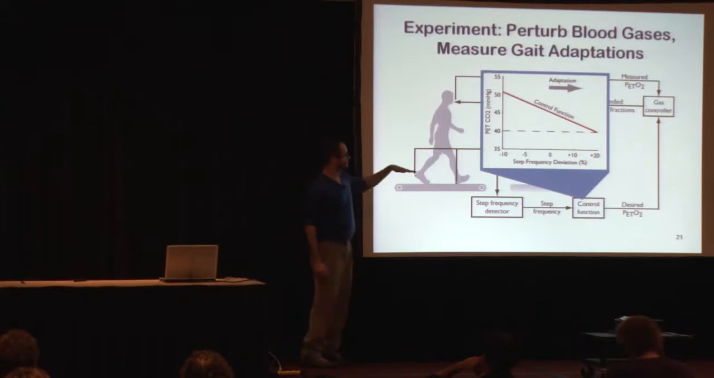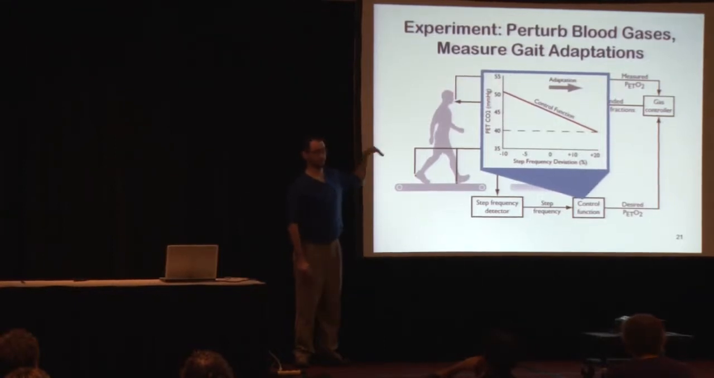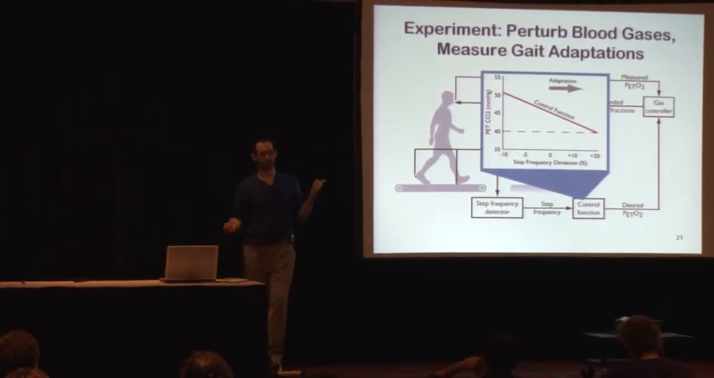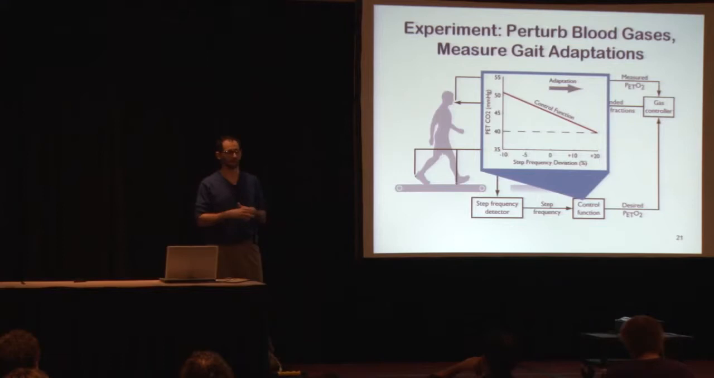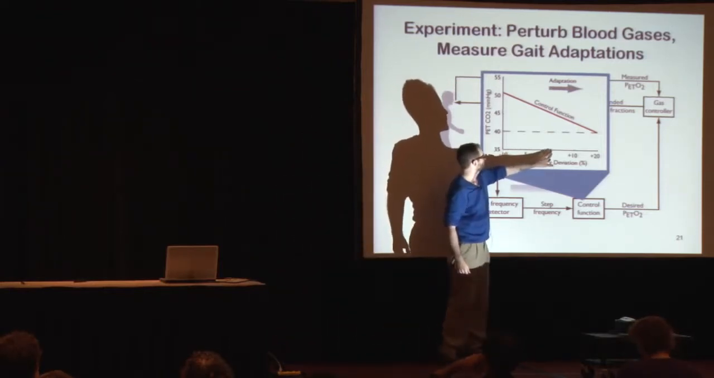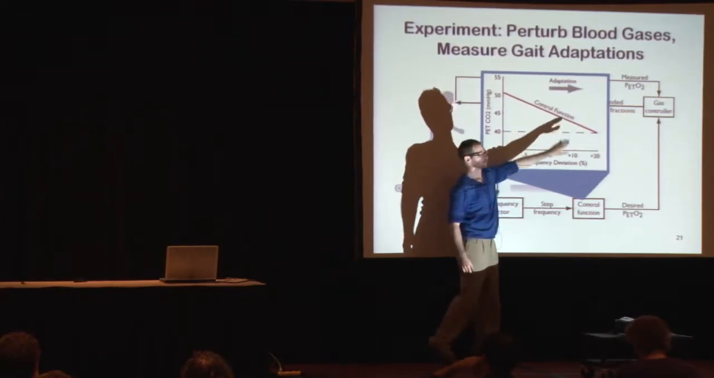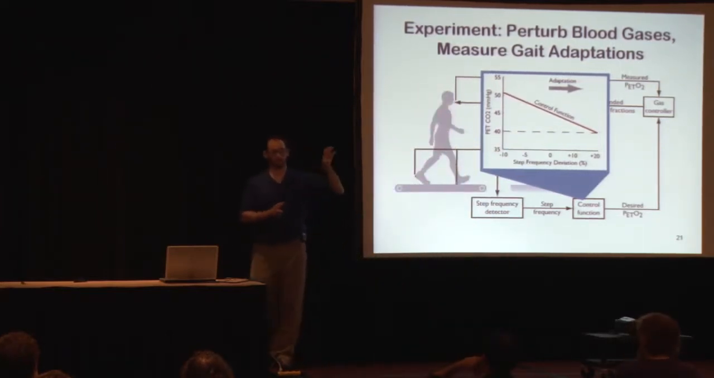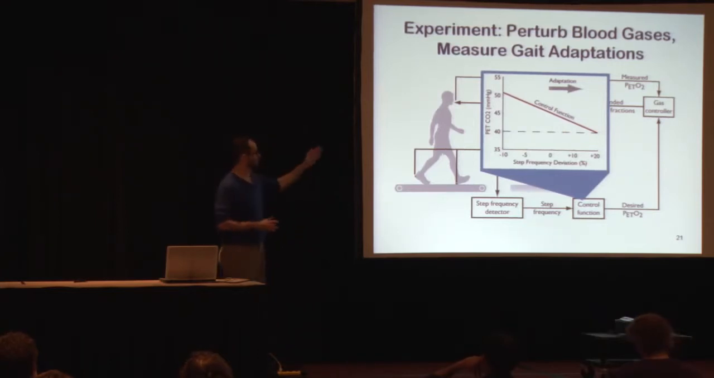So as a function of deviation of step frequency from preferred, zero being preferred, we're going to adjust your gas levels. One thing about carbon dioxide is that you can't lower carbon dioxide levels from what they would normally have, because they normally don't inhale any carbon dioxide, so you can't give them negative CO2. So in order to be able to reduce carbon dioxide later, we have to raise the baseline level. So for normal step frequency, we're going to increase the baseline carbon dioxide levels, and then we can increase and decrease it from there. So in a case like this, if you take faster, more frequent steps, the carbon dioxide goes down, and we predict that you would adapt to increase your step frequency.